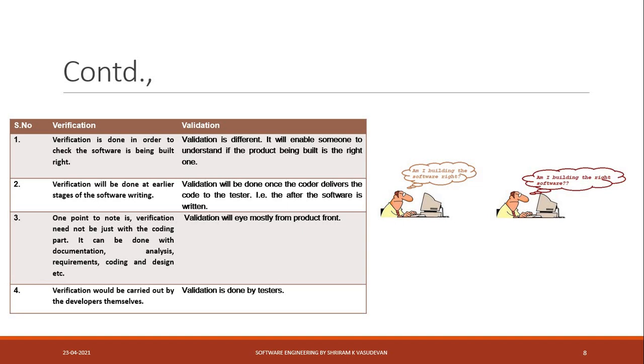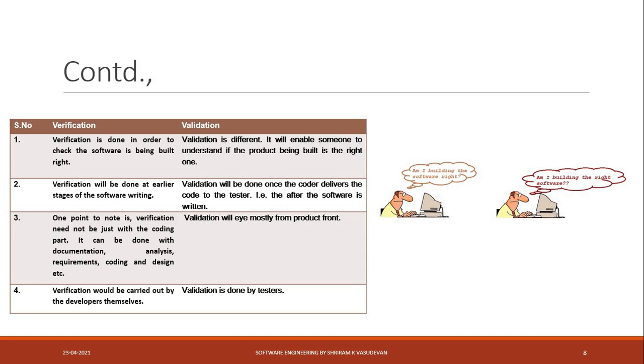Now we need to understand the difference between verification and validation. This is a very important interview question, children. So please listen to it carefully. What are all the differences between verification and validation? Verification is done to check if the software is being built right. Understand? If the software is being built right. Validation is different, where it will be enabling the user to understand if the product being built is the right one.